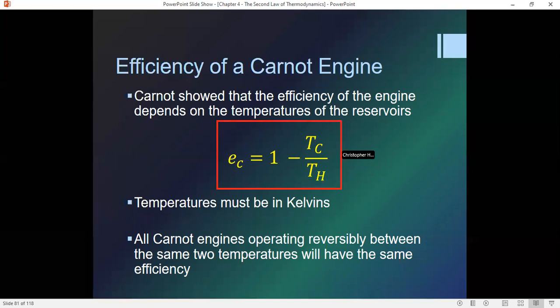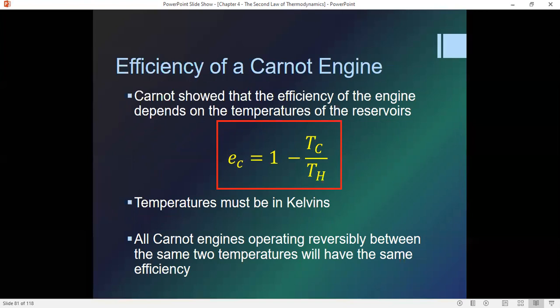And what it says is the maximum efficiency that any heat engine can have is equal to 1 minus the temperature of the cold reservoir divided by the temperature of the hot reservoir. The temperatures are in absolute units. They must be in Kelvin.